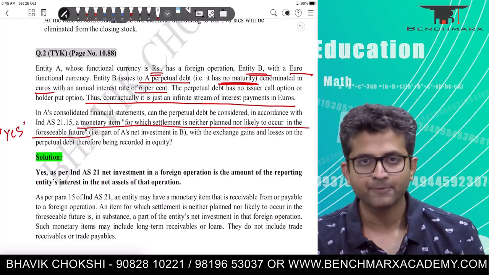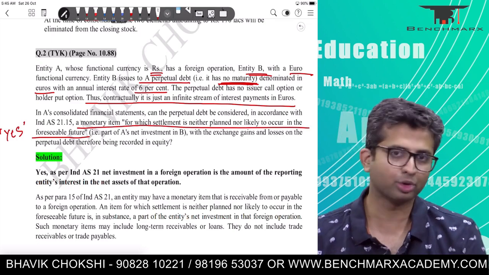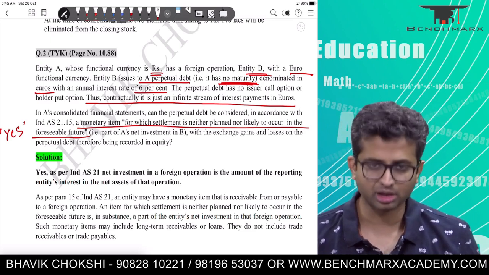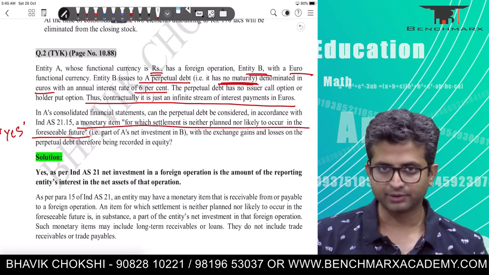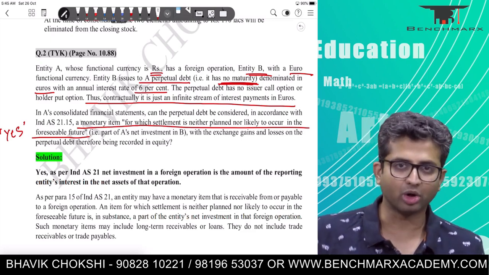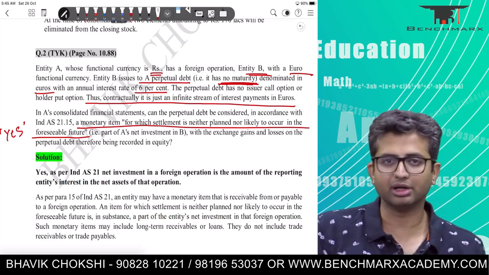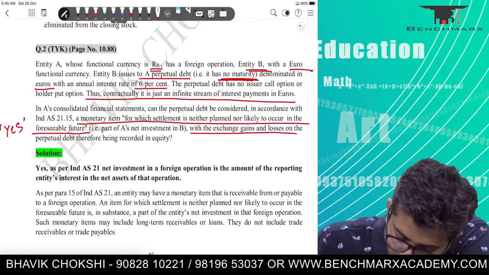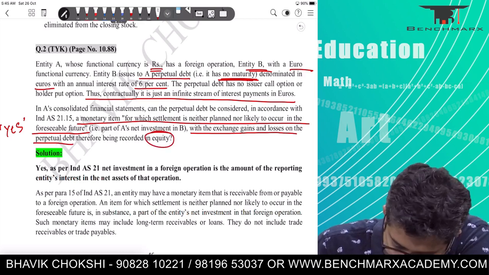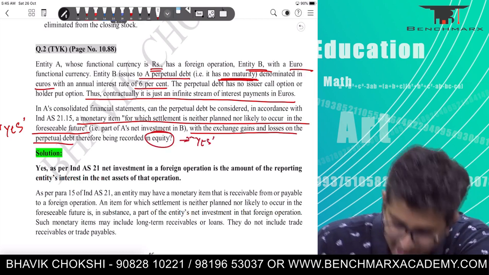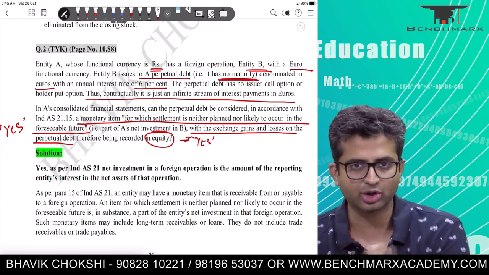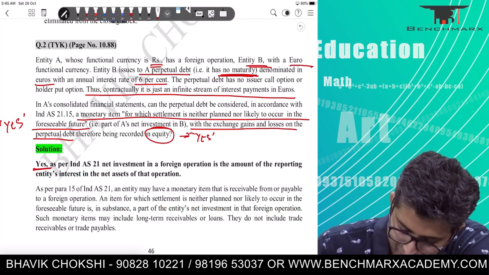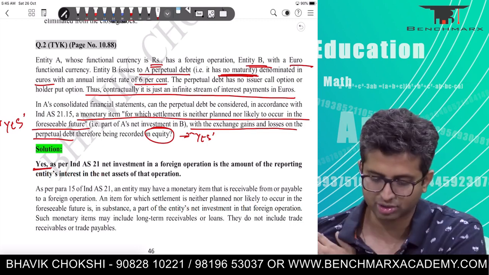It is perpetual. There is no call option or put option whereby any person, the holder or the issuer, can get the money back earlier, and hence the interest might come each year, but the principal will not, and hence the investment that you have made, the principal component, is actually permanent in nature. Will the exchange gains or losses on the perpetual debt therefore be recorded in equity? Yes, because FCTR gets recorded in equity, because it is perpetual in nature. That is what we are saying: net investment in foreign operation, as it is permanent in nature.